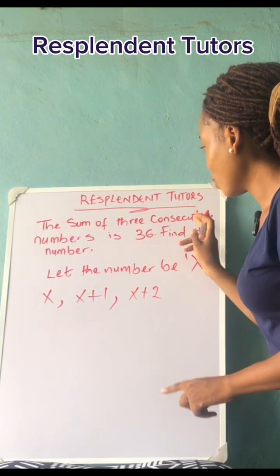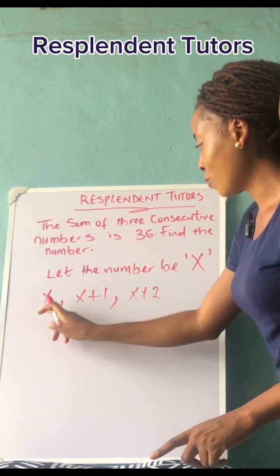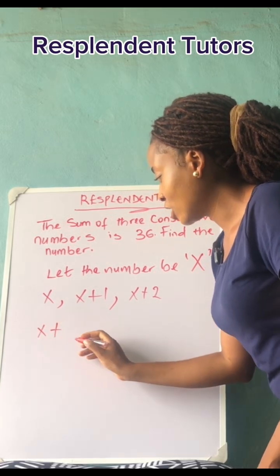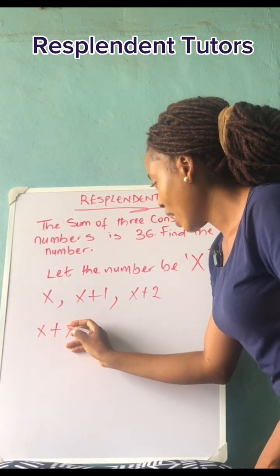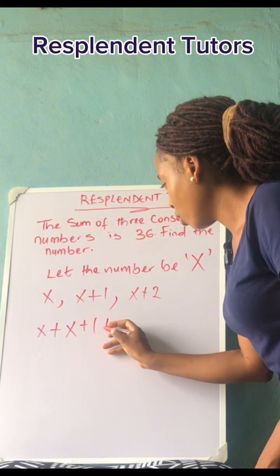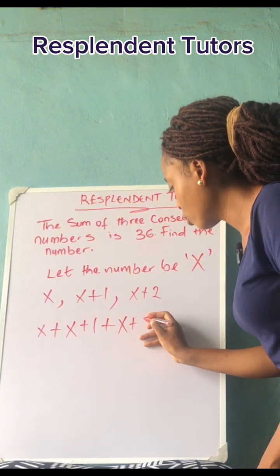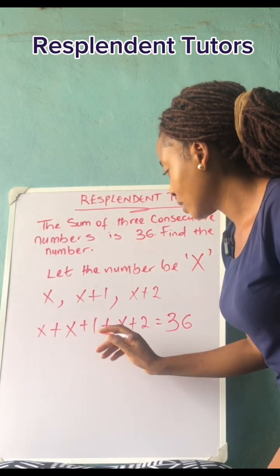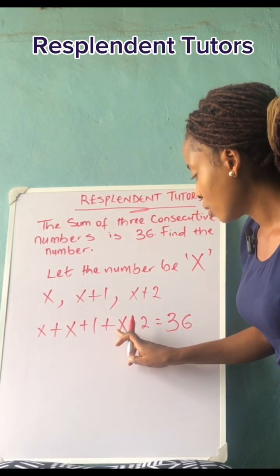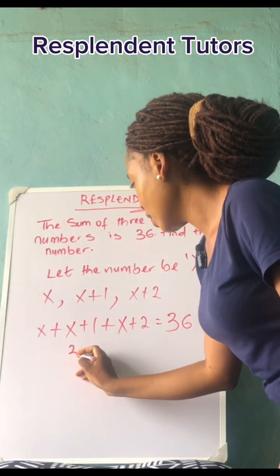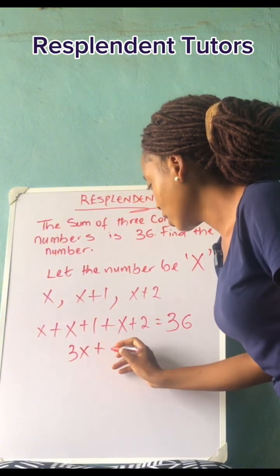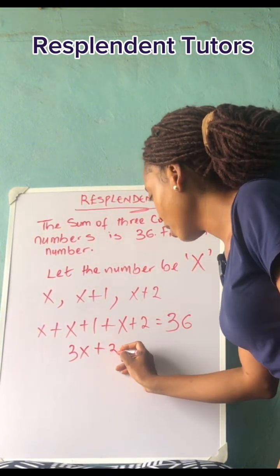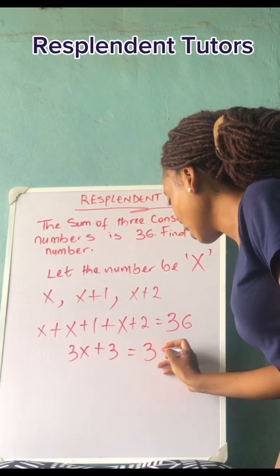So they said the sum of three consecutive numbers is 36. So the first number, second number, and third number, we now add them all together. Sum of them. Sum means addition. So x plus x plus 1 plus x plus 2 equal to 36. So collect all the like terms. How many x do we have here? 1, 2, 3. So we have 3x. Plus the constants, 1 and 2. So 1 plus 2 is 3. So we have 3x plus 3 equal to 36.